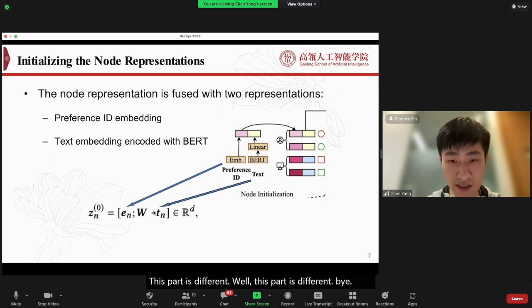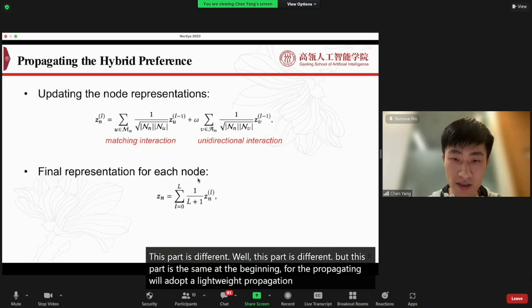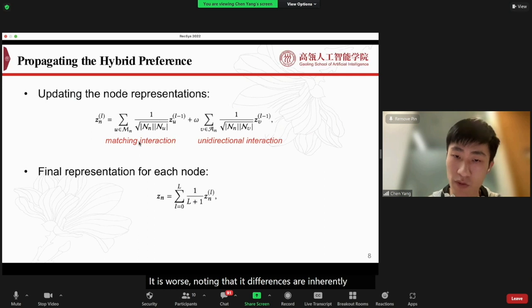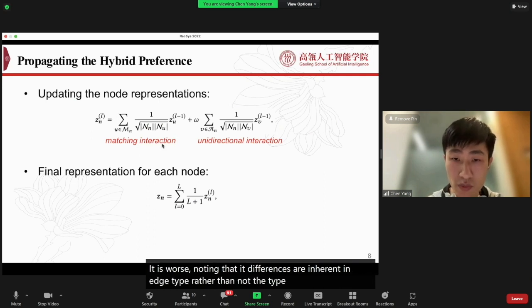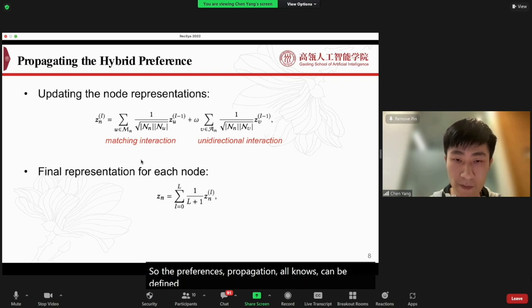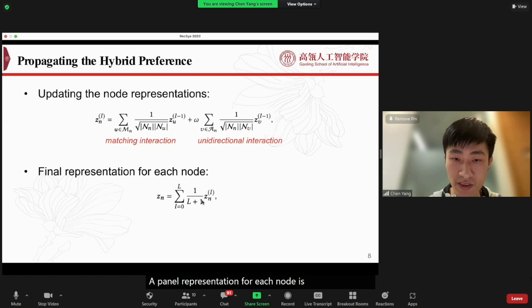But this part is the same at the beginning. For the propagating, we'll adopt a lightweight propagation mechanism to update the node representations. It is worth noting that the differences are inherent in edge type rather than node type, so the preference propagation of all nodes can be defined uniformly. The final representation for each node is the average of each layer.